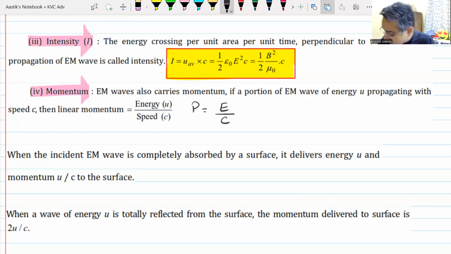U means, don't get confused, U is the energy E. U is not the velocity. If it is getting completely reflected, the change in momentum will be 2 times U by C, that is, 2 times E by C. That is the momentum imparted by a wave which is reflected completely or completely absorbed. I'll give you 2 minutes to note this down.